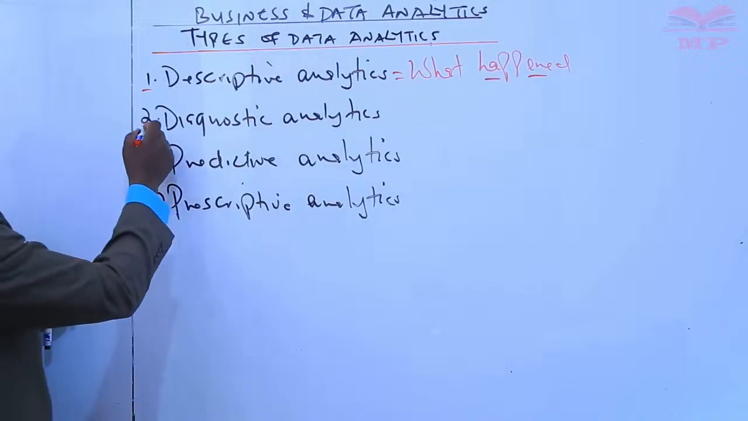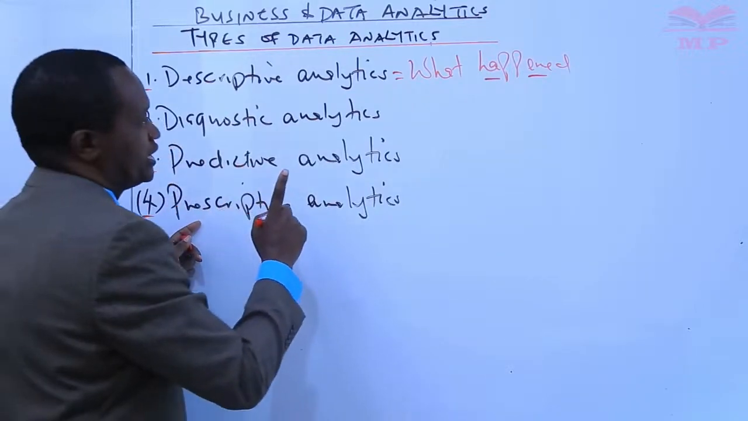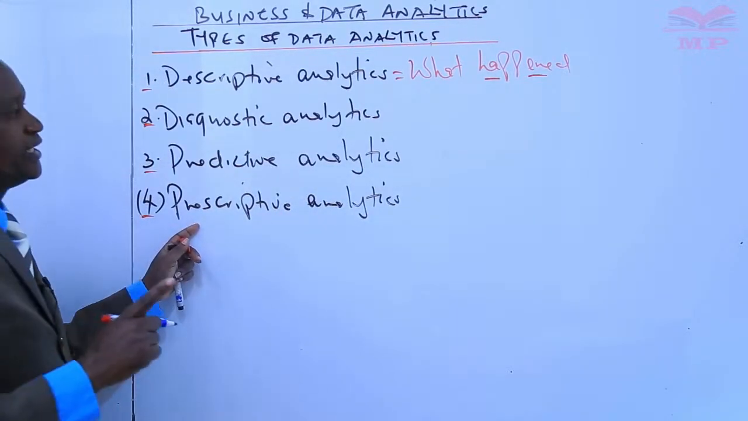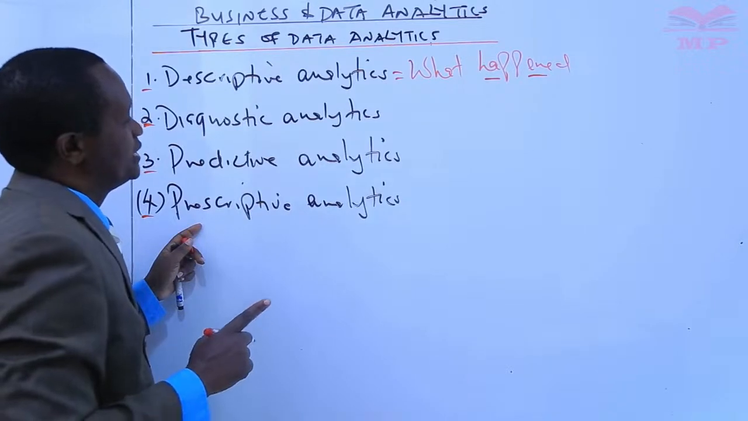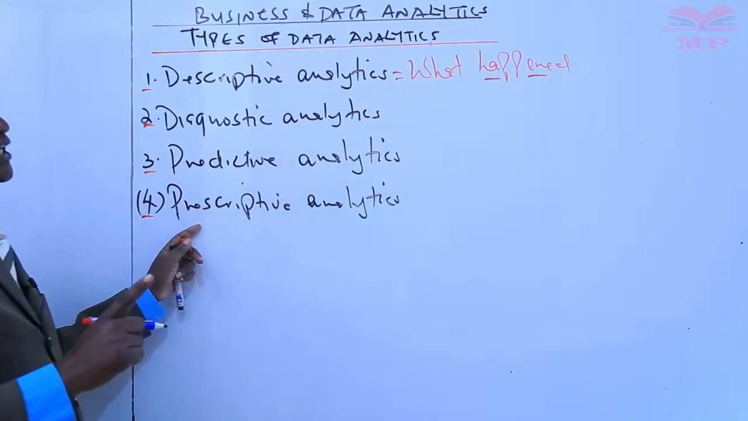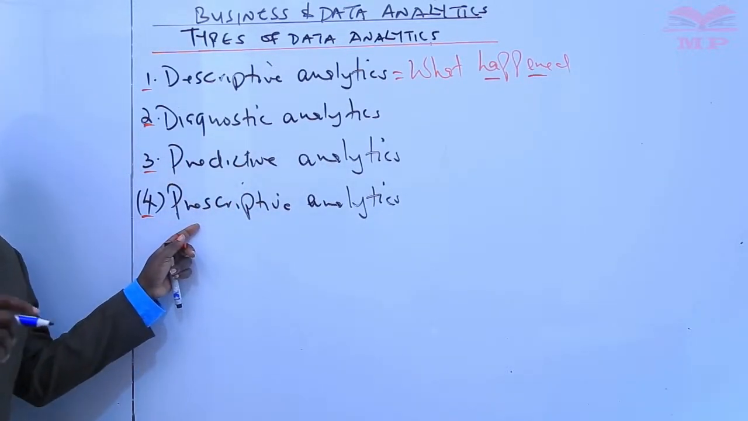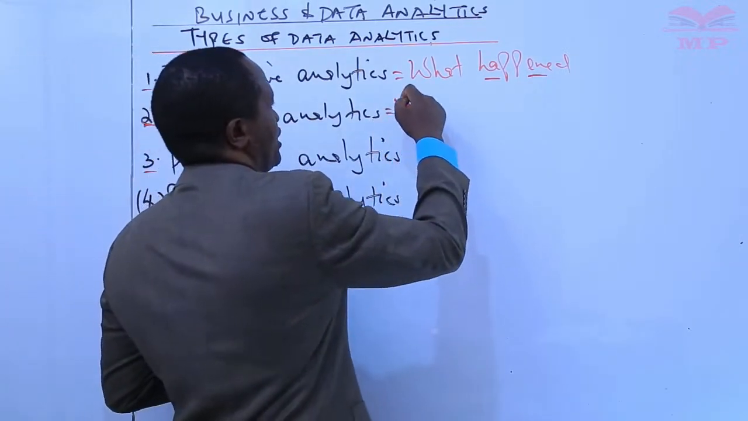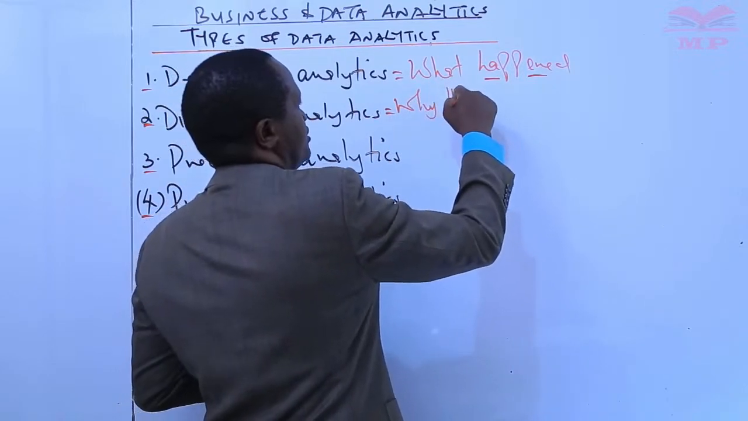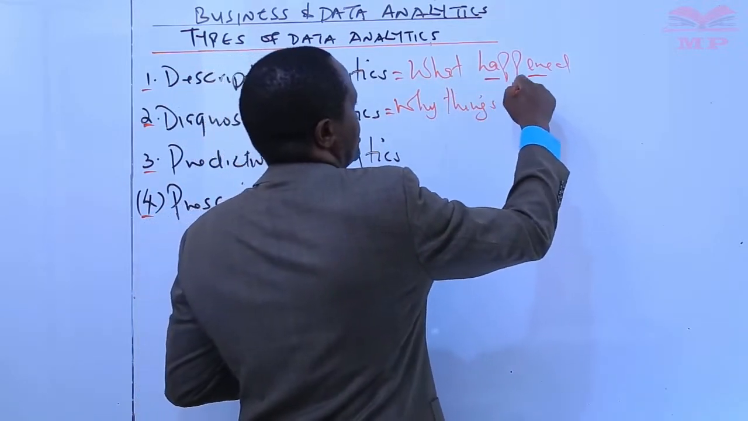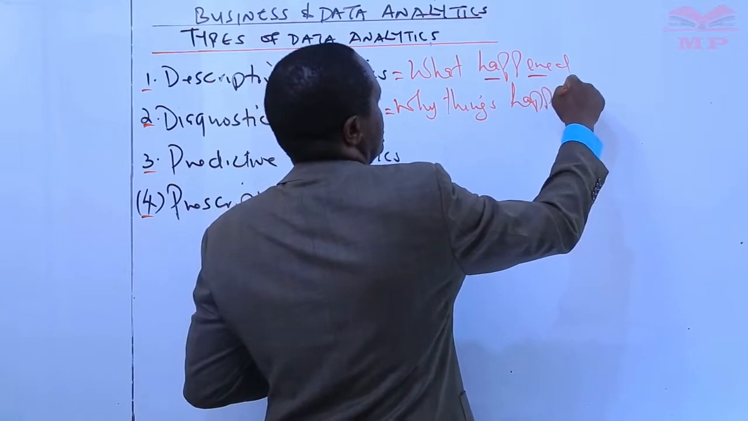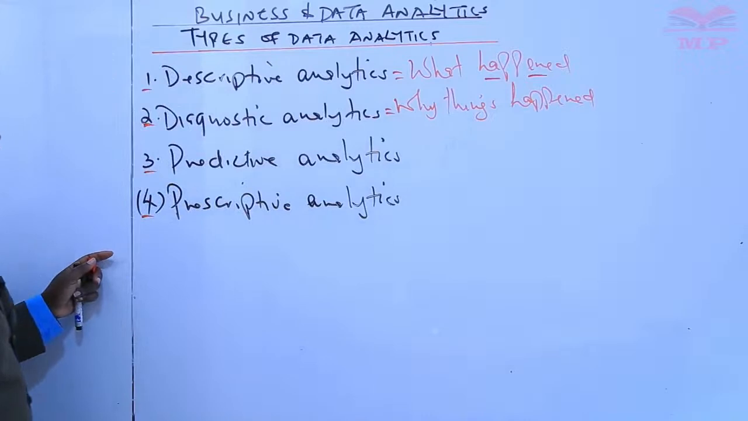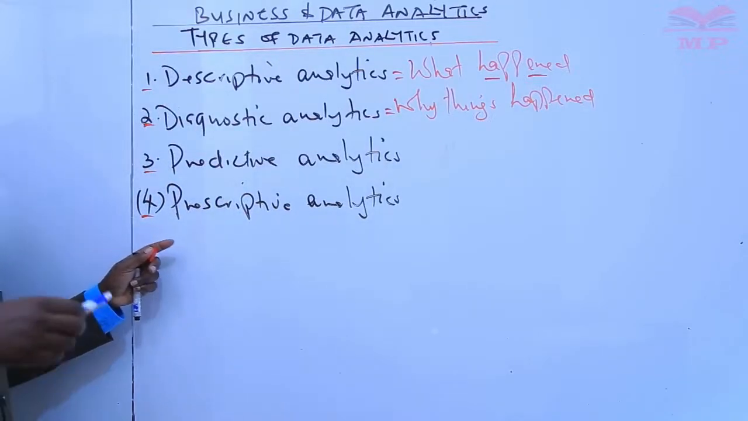The second type of data analytics is diagnostic analytics. And here, diagnostic analytics helps answer the questions about why things happened. This is what happened. Diagnostic answers the question, why things happened.